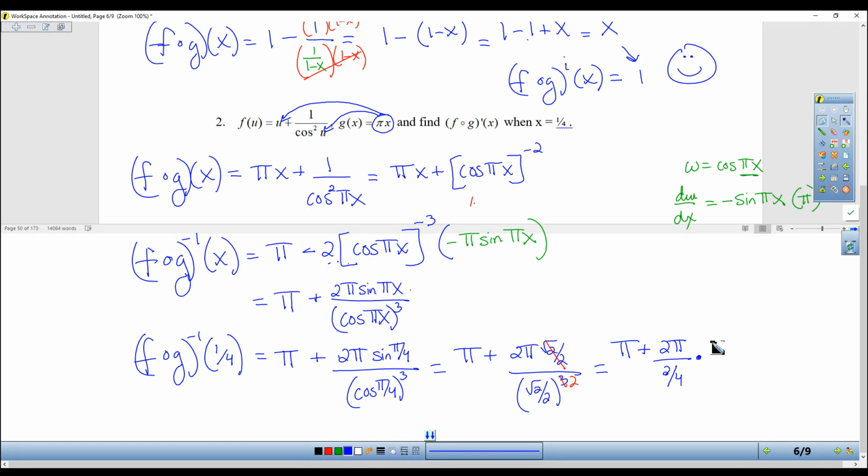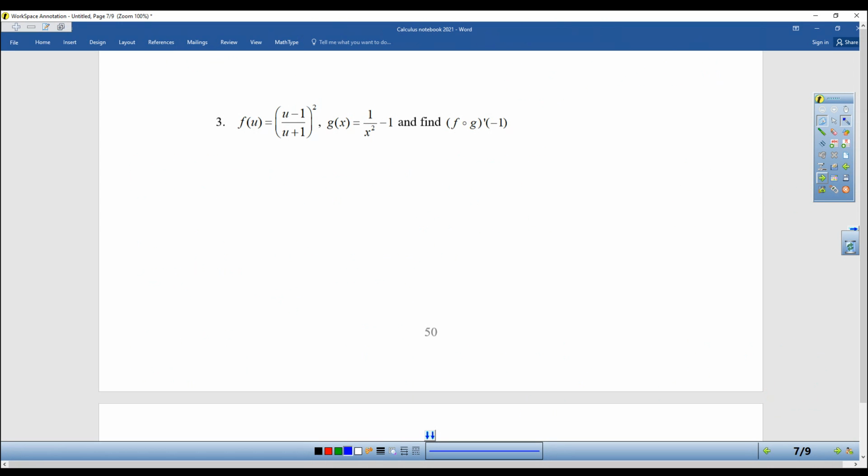I'm going to flip and multiply. So instead of doing 2 over 4, I'm going to multiply it as 4 over 2. Now my 2's cancel, and I have pi plus 4 pi, which is 5 pi. Okay? On the chance that you're getting this, I will tell you that the answer to the next one is -8, if you would like to stop and do it on your own. This is the last one of this type.